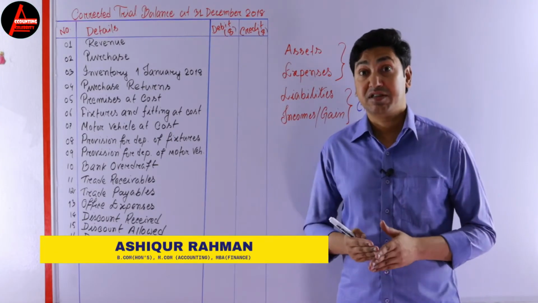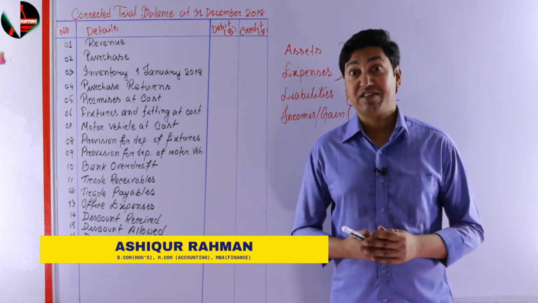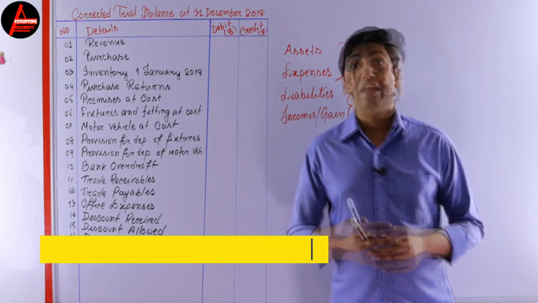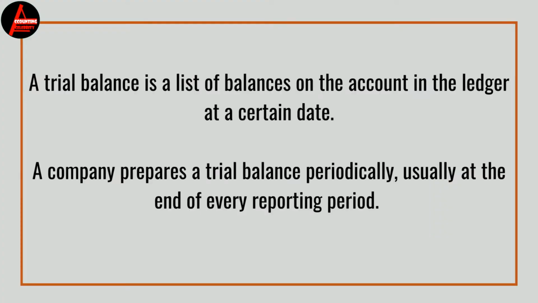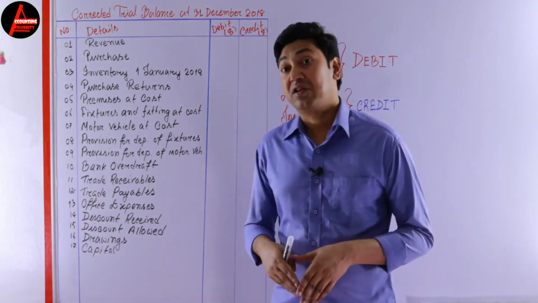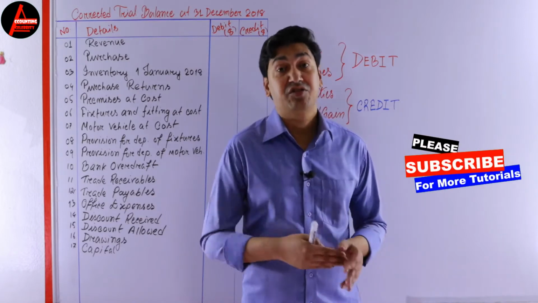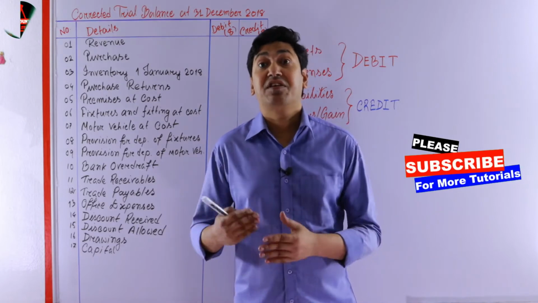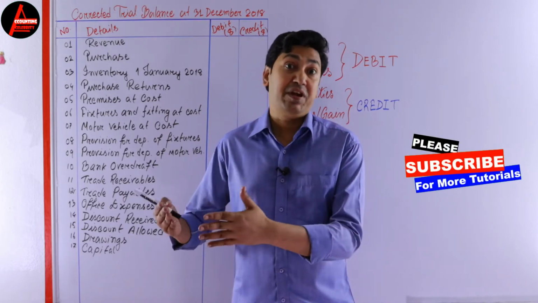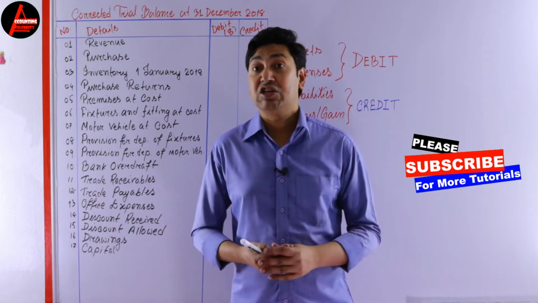Let's get started. Before we start doing this trial balance, I'll ask you, do you know what a trial balance is? If you don't know, a trial balance is a list of balances in the accounts of the ledger at a certain date. A company prepares a trial balance periodically at the end of every reporting period, maybe at the end of the month or the end of the financial year. For example, if you start your business on 1st January, the closing date will be 31st December. So at the end of the period, a business can prepare this trial balance.